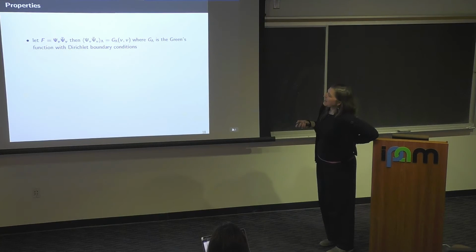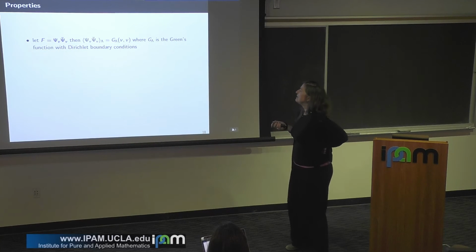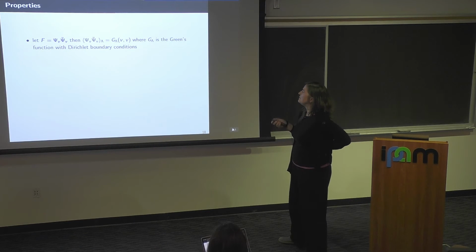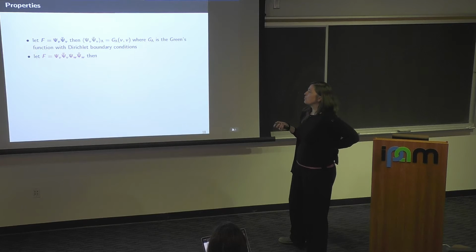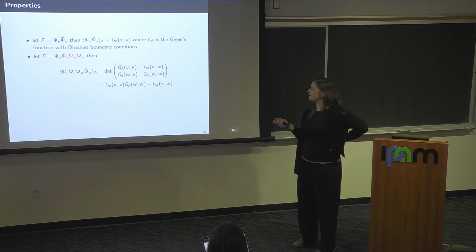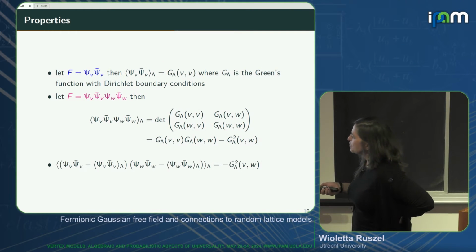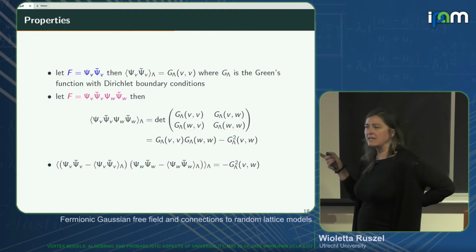Okay, then some examples. Let's say F is just this product of this pair. Evaluated here under this Fermionic GFF state, this would just give me the Green's function with Dirichlet boundary conditions at VV. If you take a product of 2 pairs, then this will give me the determinant of those Green's functions. And if you rewrite it in a covariance type of way, you see that they are negatively correlated.